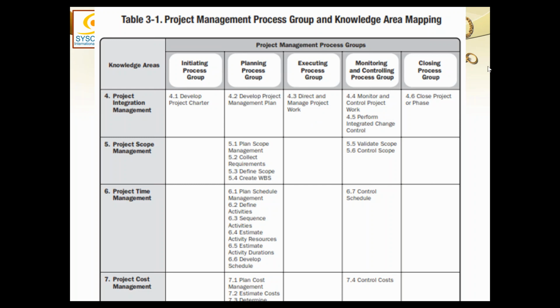That is the reason why we don't have separate execution of scope, separate execution of schedule, or separate execution of cost. When the project is done according to the schedule, naturally the scope will be met, the activities will be done, time will be spent, and the cost will also be spent. So this is being executed in an integrated way in direct and manage project work. That is why they are not required to be separately executed.